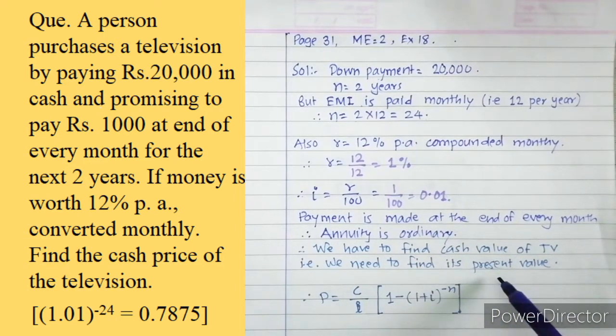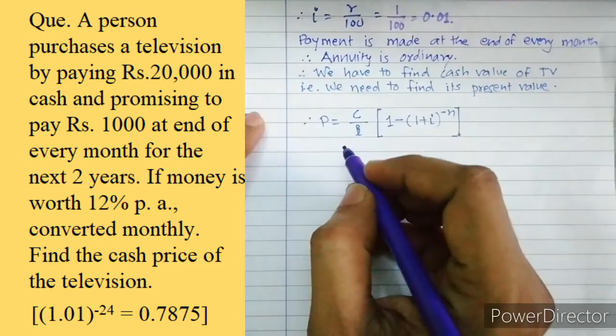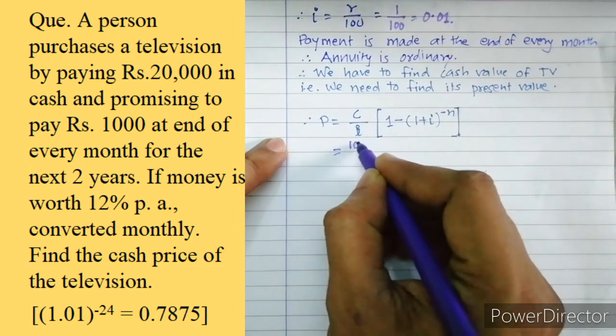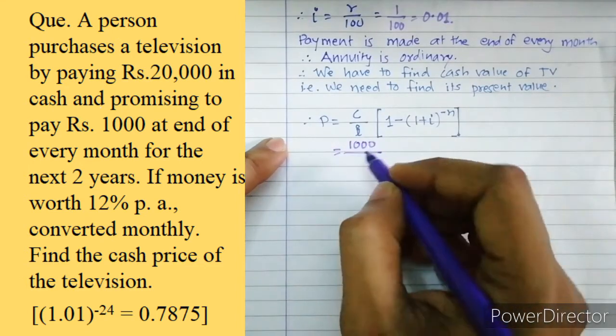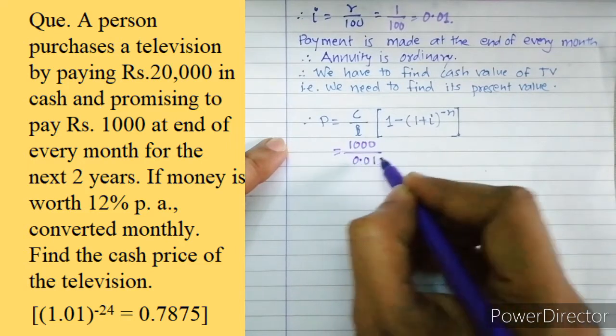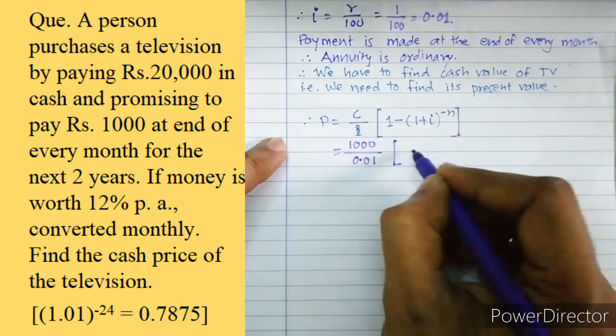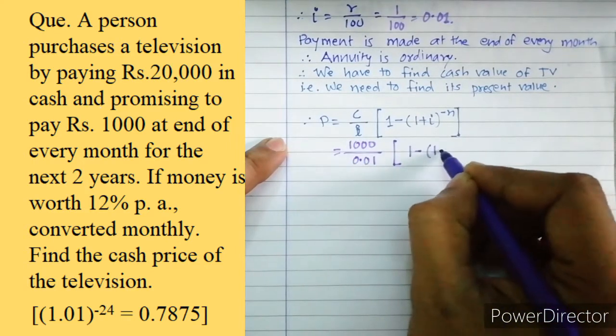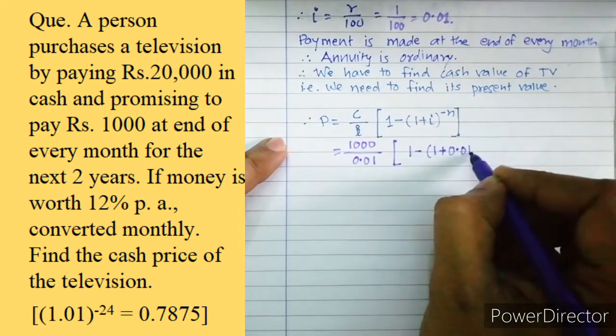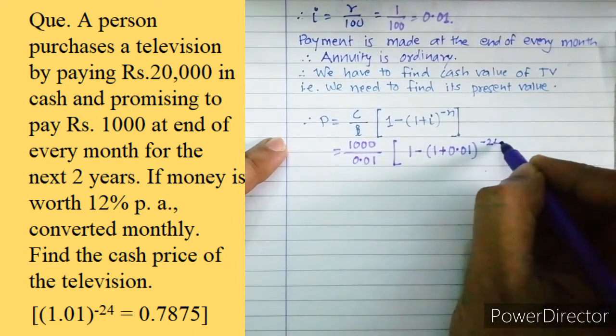Okay, so for the present value, the formula is P is equal to C upon I, into bracket 1 minus (1 plus I) bracket raised to minus n. C is 1000 rupees, I is 0.01, so 1 minus (1 plus 0.01) bracket raised to minus 24.